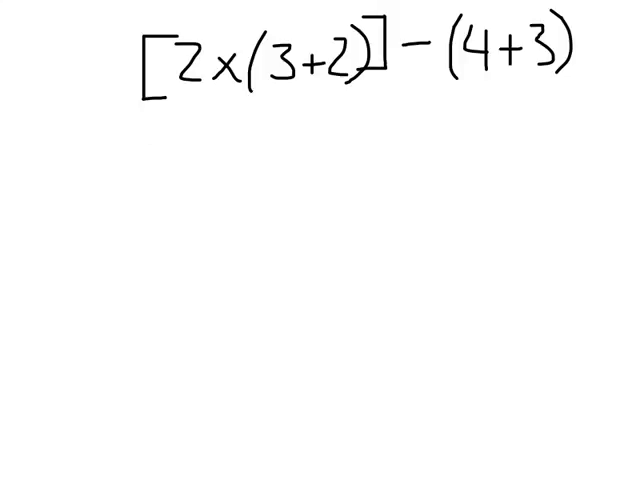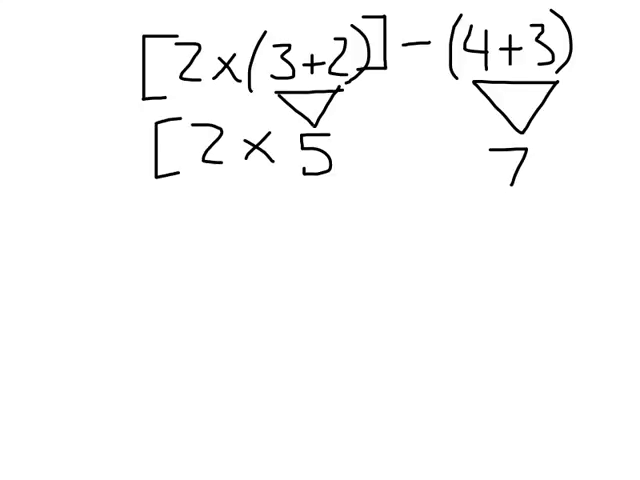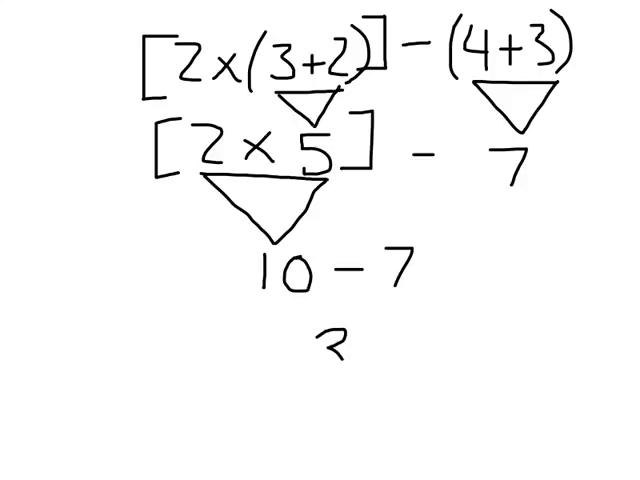Let's evaluate. When I evaluate, I can start by doing anything in parentheses. What's 3 plus 2? It's 5. What's 4 plus 3? It's 7. Now I can copy everything else down. 2 times 5 minus 7. What should I do next? I should multiply 2 times 5 because it's in grouping symbols. What's 2 times 5? 2 times 5 is 10. What's 10 minus 7? 10 minus 7 is 3. The final answer is 3.